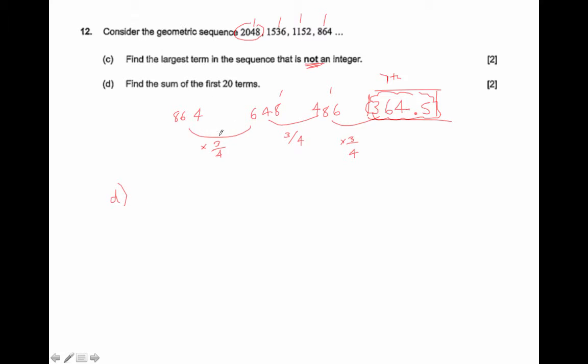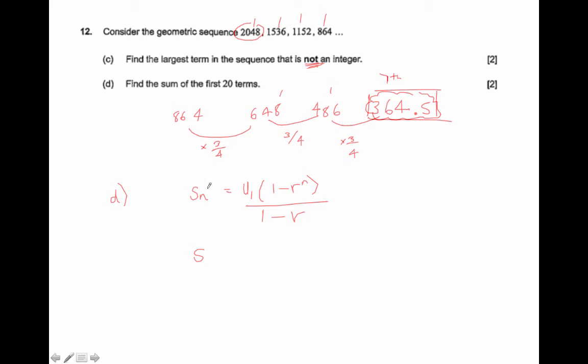Part D says find the sum of the first 20 terms. So on your formula sheets, for the sum of a geometric sequence, we have U1 multiplied by 1 minus r to the power of n all over 1 minus r. We use this when r is less than 1, because then we'll get a positive number on the bottom. If r is greater than 1, then r and 1 on the formula sheet are the other way around.